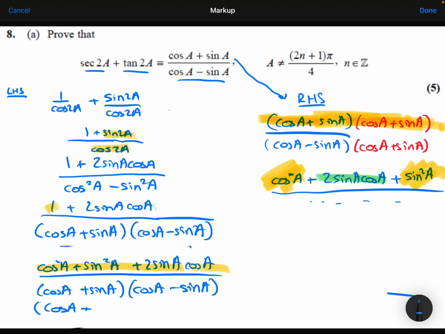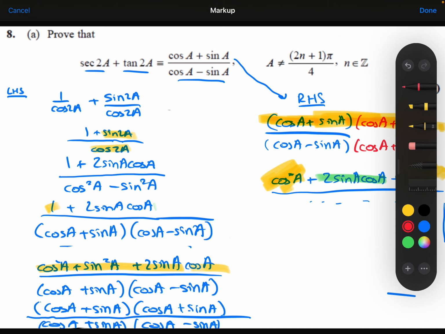So I'd get cos A plus sine A times cos A plus sine A, and that's all over cos A plus sine A times cos A minus sine A. And now we can see that these two terms cancel out and just leave me with cos A plus sine A over cos A minus sine A, which is the right-hand side, which was what we needed to show.